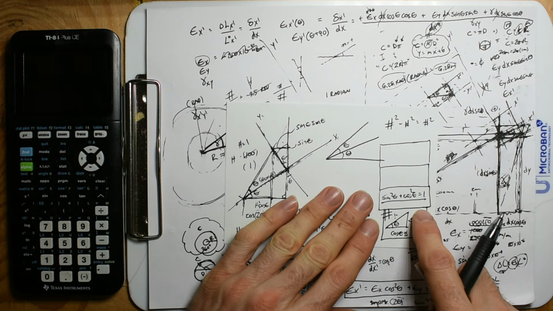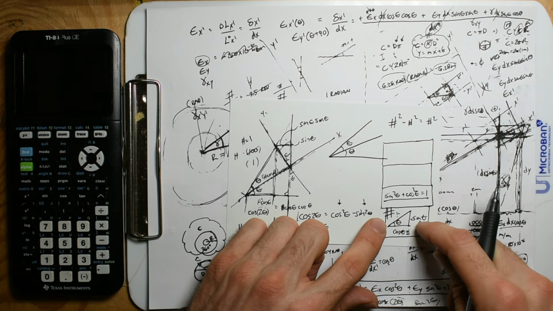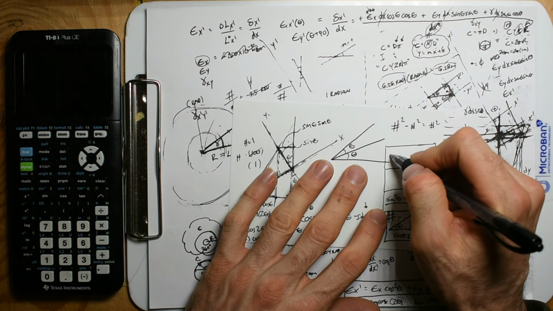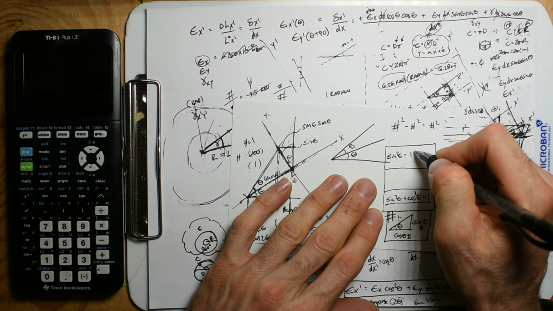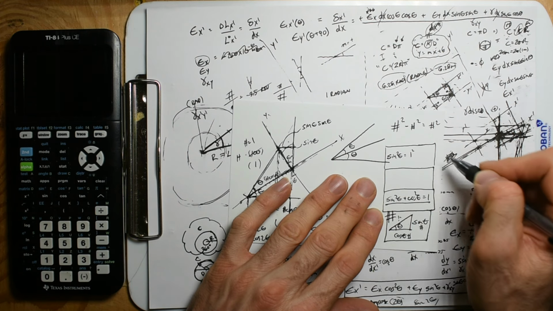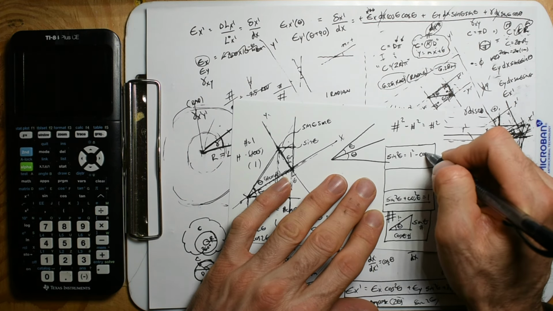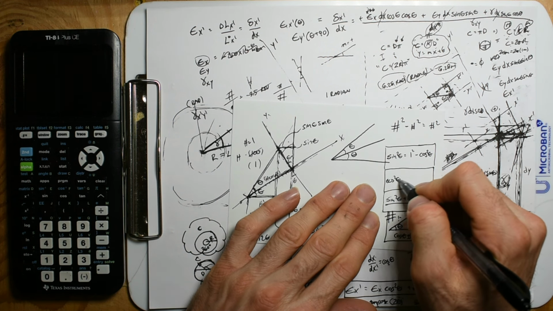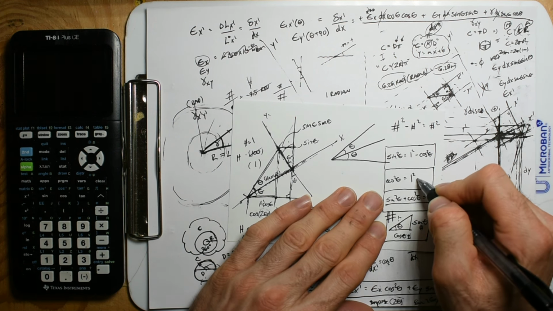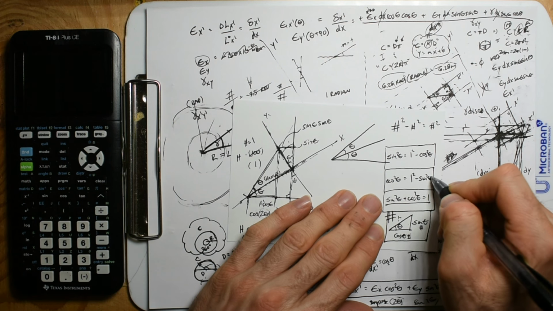So let's just do it from memory now. If I want sine squared theta, I know that's the hypotenuse squared, minus the other side squared. If I want to know cosine squared, that's going to be the hypotenuse squared minus the other side squared.